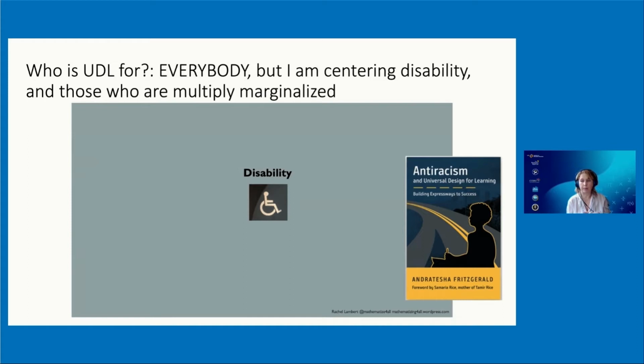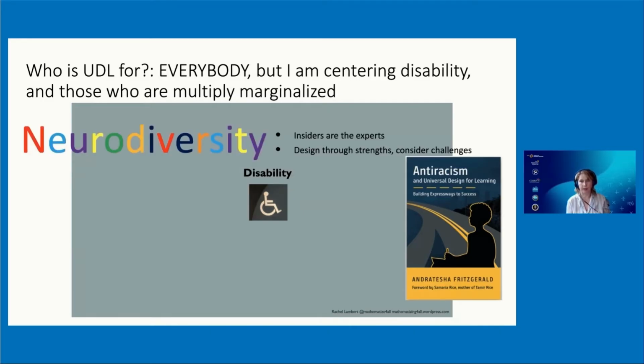So one thing to keep in mind is that there are connections being made between anti-racism and universal design for learning. Tisha Fitzgerald has a book here, which is about how to make on-ramps for learning for all kids, particularly students of color and or students of color with disabilities.